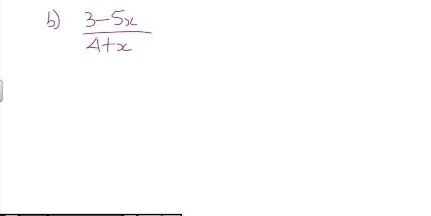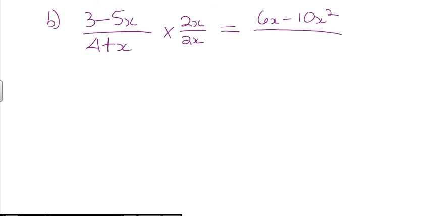Let's make it a little more difficult. Let's multiply by 2x over 2x, right? These have to be the same. You can't say, oh, let's multiply 2x over 5x or something, right? That will change the value, okay? We're multiplying by 1, right? What does this give us, right? This is binomial times monomial, so you multiply 3 times 2x gives you 6x minus 10x squared, and we get 2x times 4 is 8x plus 2x squared.